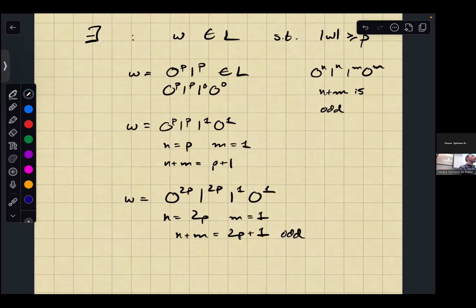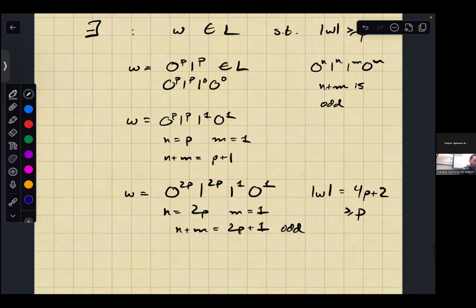So this is going to be the string that I'm going to pick. You could have picked a different one, but this is the one I'm going with. Okay? Nice. So now that's the string I pick. And for sure, the length of W is 4p plus 2, so this is greater or equal to p. Always make sure to check. Now it's the opponent's turn.